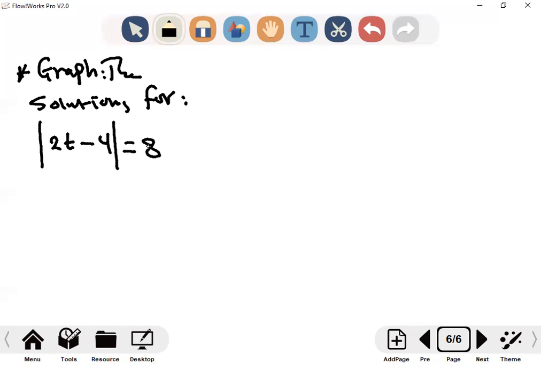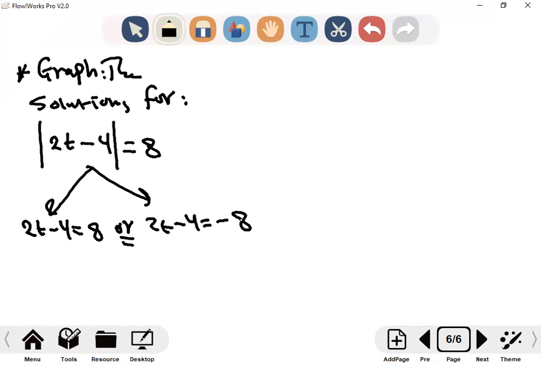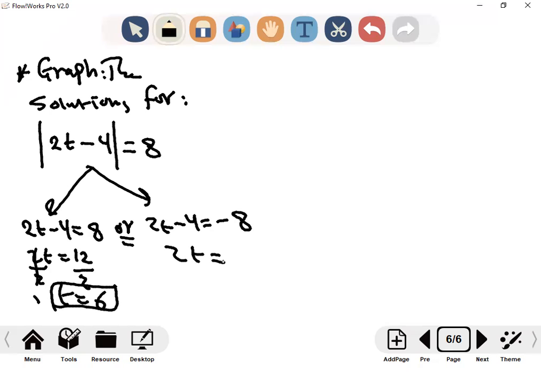Can we do two-sided solutions? Yes. Absolute value equal non-negative? Yes, we can. So here I can say two solutions. Either the inside here equals 8 or negative 8. So 2t minus 4 can be 8, or 2t minus 4 can be negative 8. Solve each one. 2t equals 12, plus 4 makes 12. Divide by 2 both sides. t equals 6. Or 2t equals minus 8 plus 4, minus 4. Divide by 2 both sides. t can be negative 2.